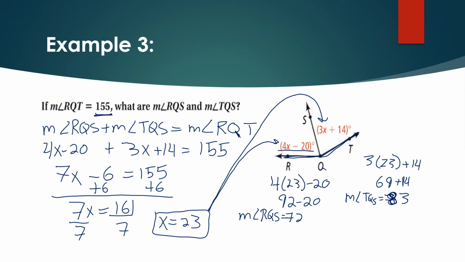So to check our answer, all we need to do is add our two angles together, 72 and 83, and see if that does equal 155, which 72 plus 83 does equal 155. And this is a very good indication that we did the problem correctly. Notice if I had actually made the mistake of just doing 69 plus 4 rather than 69 plus 14, I would be able to catch my mistake by realizing that 72 plus 73 did not equal 155.